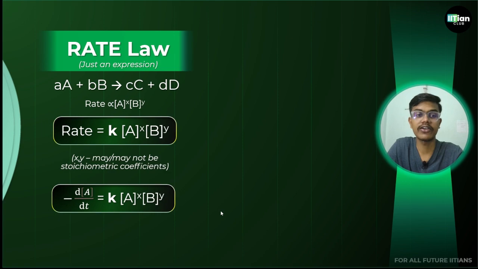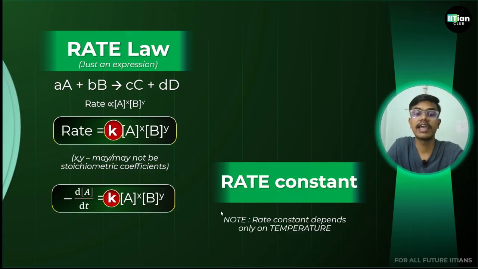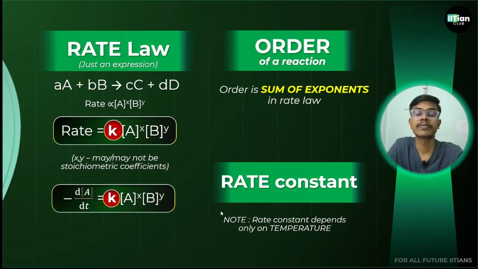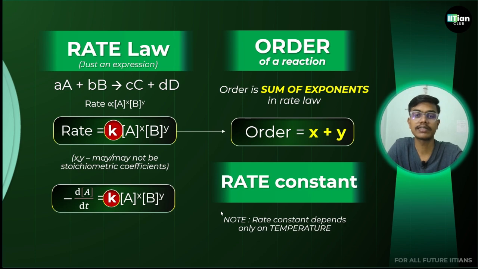Next up, we have rate law. It's just an expression that relates the rate with the concentrations of the reactants. Let's say there is an equation given by A plus B giving you C plus D, and the rate is directly proportional to concentration of A raised to the power X and concentration of B raised to the power Y. X and Y may or may not be stoichiometric coefficients, and K is the rate constant over there, and it depends only on the temperature. Now, order of the reaction. Order is just the sum of the exponents in the rate law. Over here it is X plus Y.